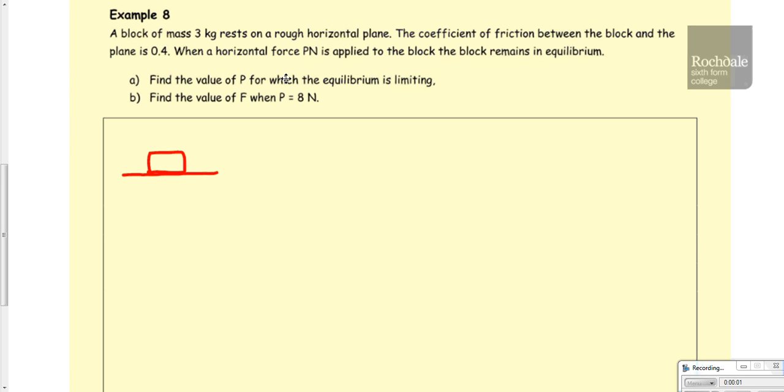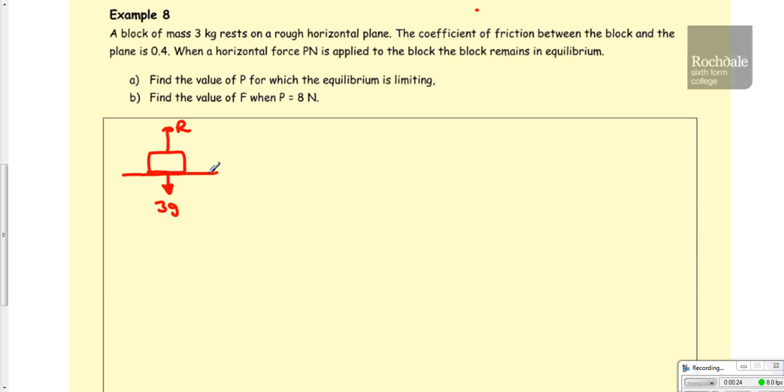Statics example 7. In this example, we're starting to consider the impact of friction when we're looking at an object that is in equilibrium. We've got here a block of mass 3 kilograms, which is resting on a rough horizontal plane. As we read the question, if we just put the forces on as we go through, so the weight is going to be 3g, and that means that there would be a normal reaction too.